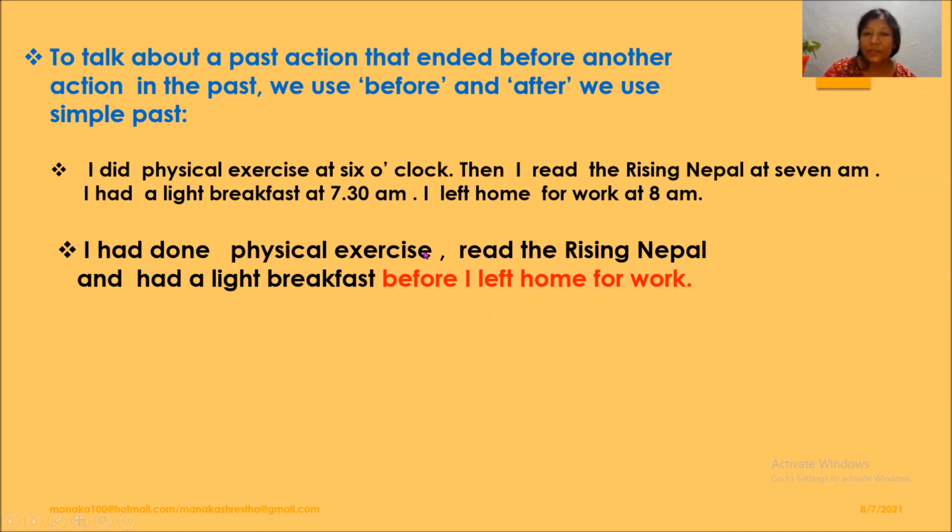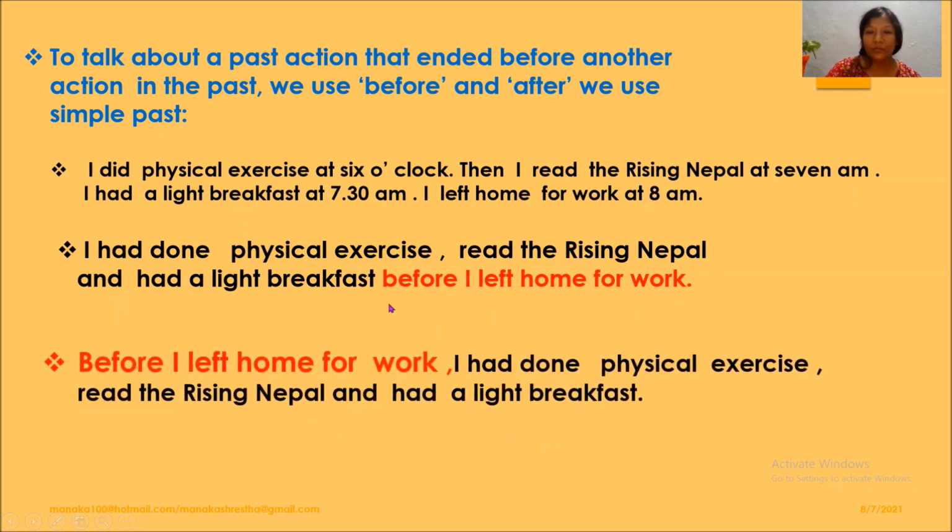So I had done physical exercise, read the Writing Nepal, and had a light breakfast. Had is not repeated. Okay, we don't need to repeat had again and again here. Once it's used, it's not necessary to repeat it again. Okay, so before can be used either in the beginning or in the middle. So before I left home for work, before is used in the beginning of the sentence with simple past, and other sentences are written in past perfect because they happen first.